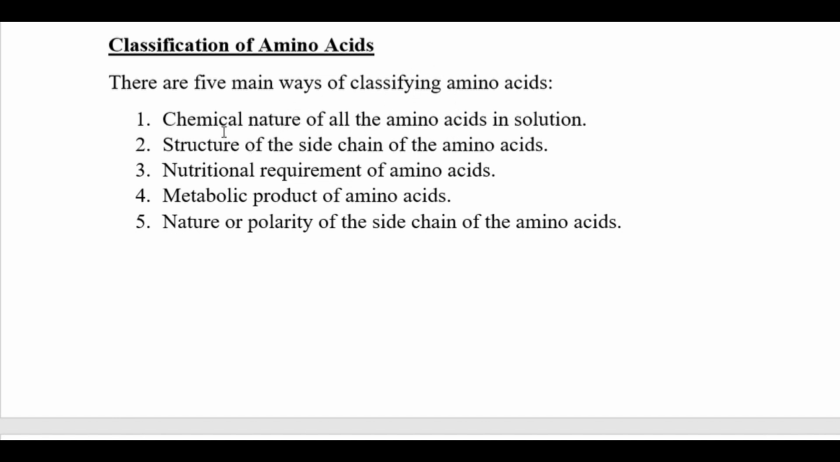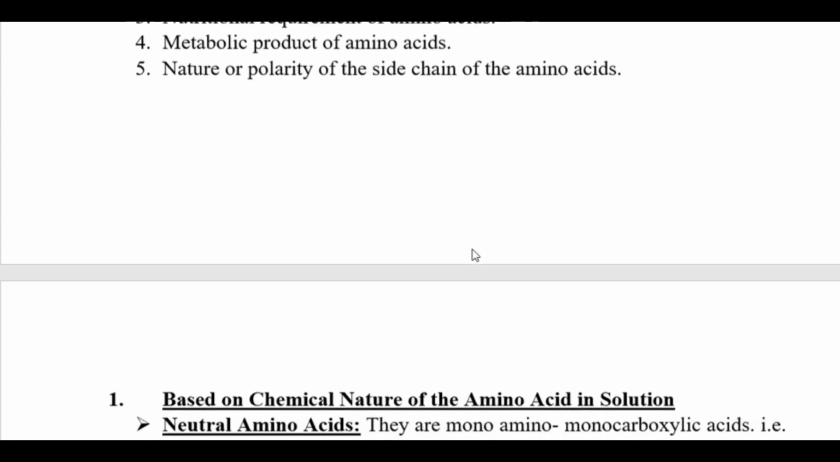The first one is based on their chemical nature in solution. The second one is the structure of the side chain of the amino acids. The third one is the nutritional requirements of amino acids. The fourth is the metabolic product of amino acids. And the fifth one is the nature or polarity of the side chain of the amino acids. So let's quickly look at the first one.